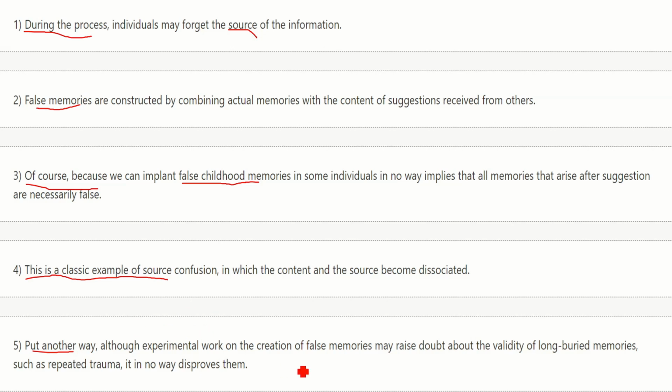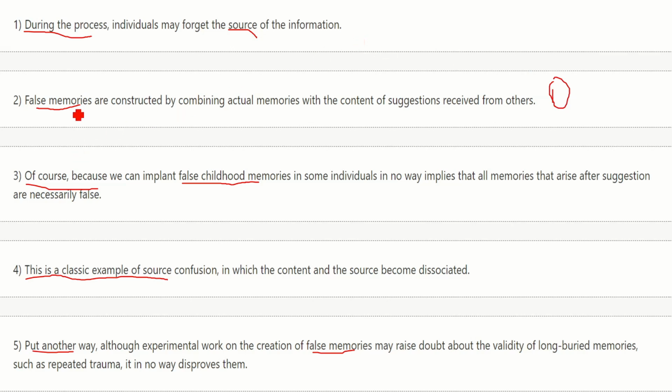Now, false memories are discussed here, but it cannot be the first sentence because it says put another way. So this cannot be the first sentence. This is the classic example of source confusion, this cannot be the first sentence. Of course, we can implant false childhood memories, sentences starting with of course cannot be the first sentence. False memories are constructed by combining actual memories with the content of suggestions received from others can be the first sentence, because during the process individuals may forget the source of information cannot be the first sentence.